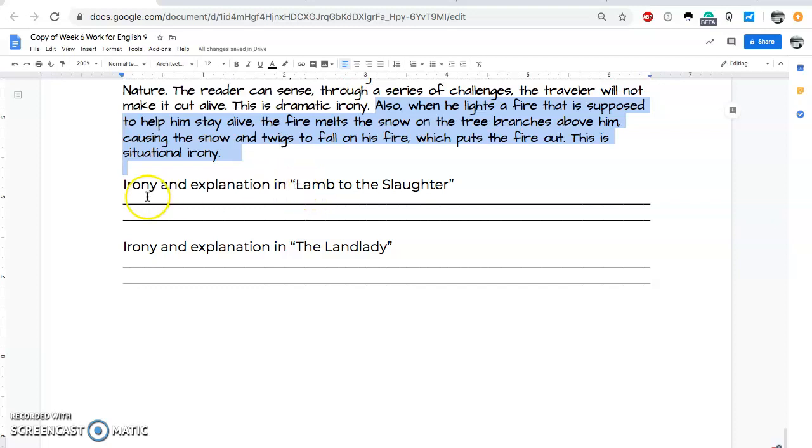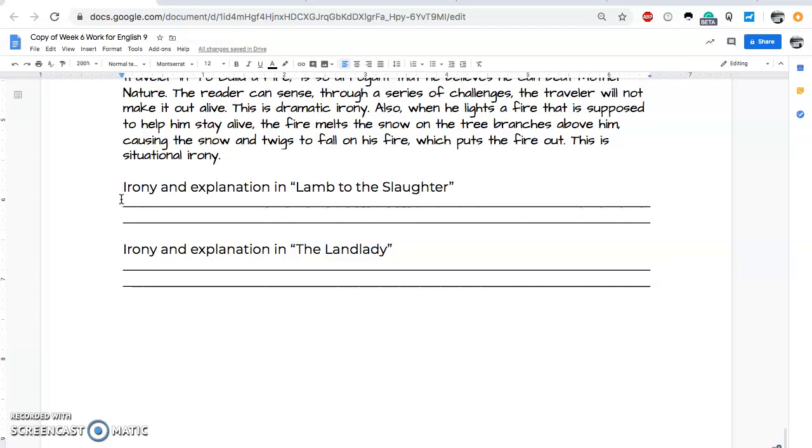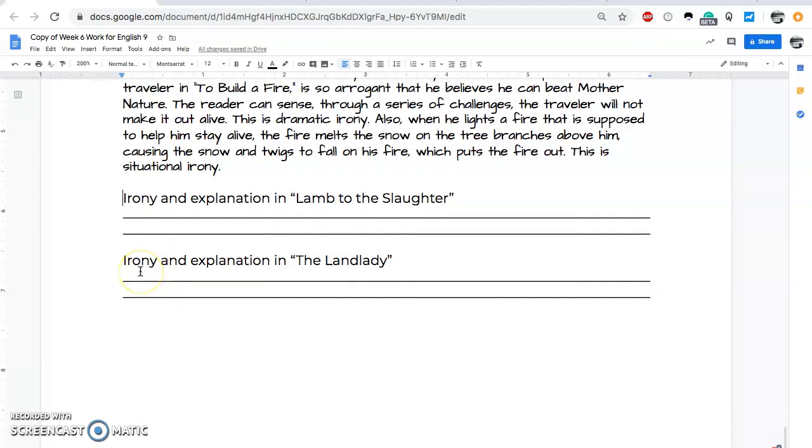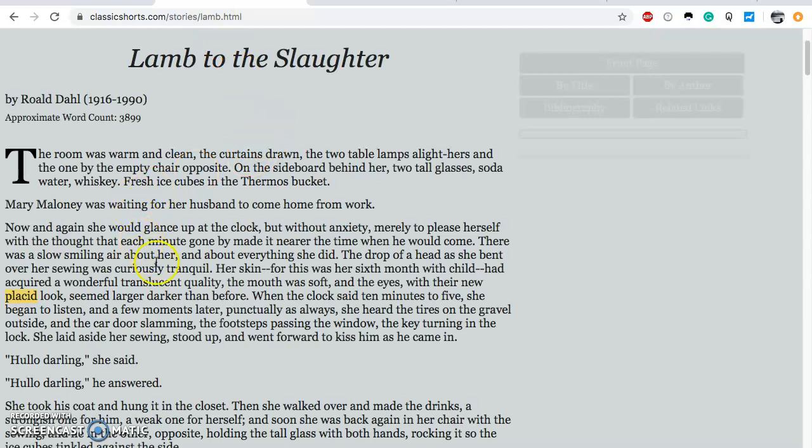Okay, so now we have the two stories, Lamb to the Slaughter and The Landlady. I didn't finish those because I'm hoping that the two examples on the top help with those two. They're pretty similar because in Lamb to the Slaughter, the story starts out with Mary Maloney, and the mood of the story is very, I don't know, maybe calm, and actually Roald Dahl uses the word tranquil. And so everything looks very calm and neat.